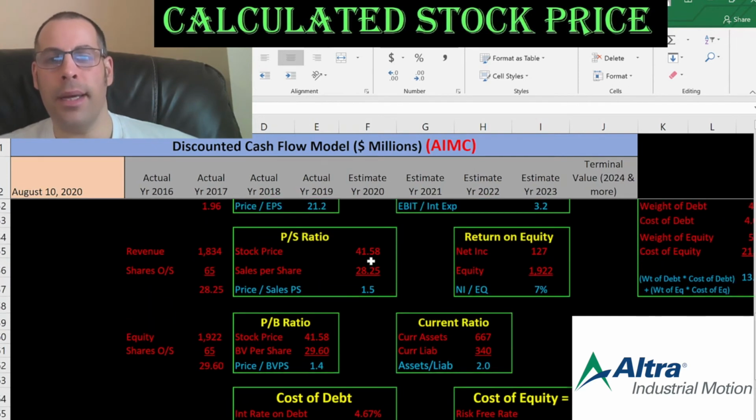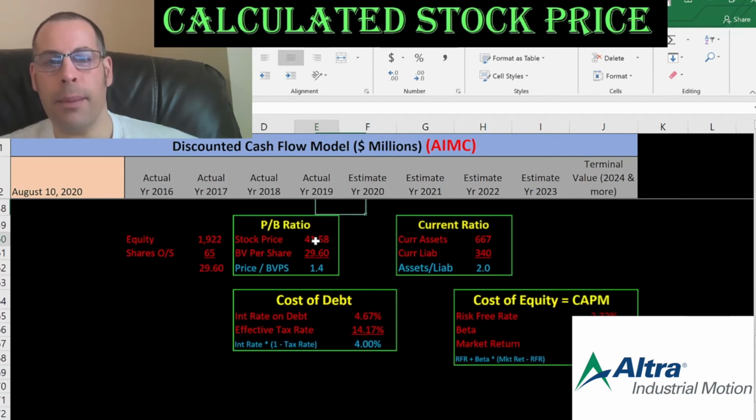Price to sales is stock price over sales per share. To calculate sales per share, that's revenue over shares outstanding. I like to see below 2.5. They're at 1.5. So investors are willing to pay $1.50 for $1 of sales.